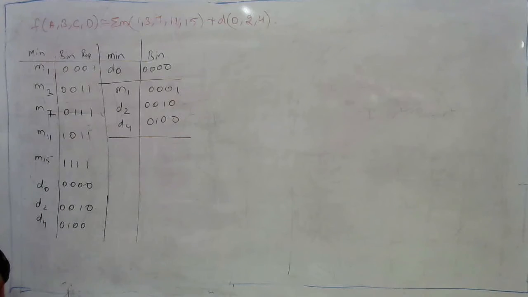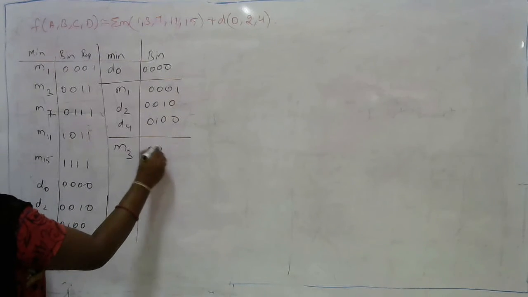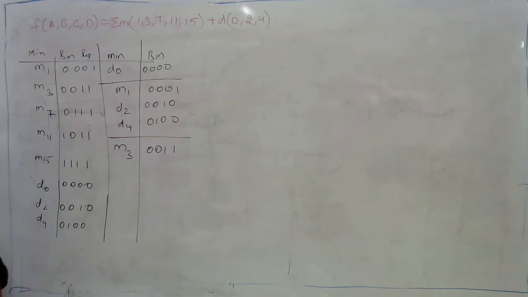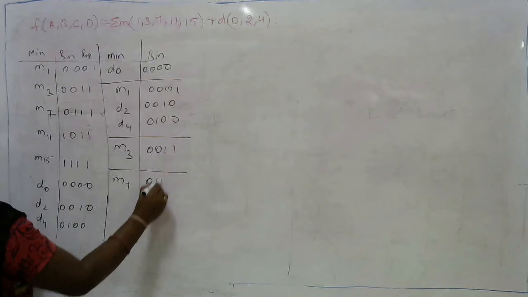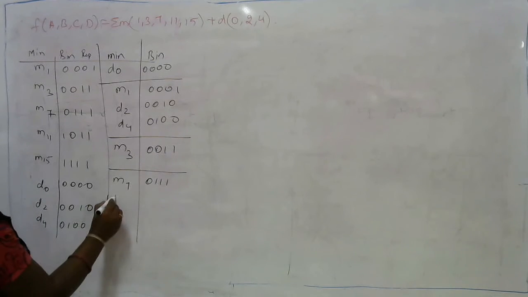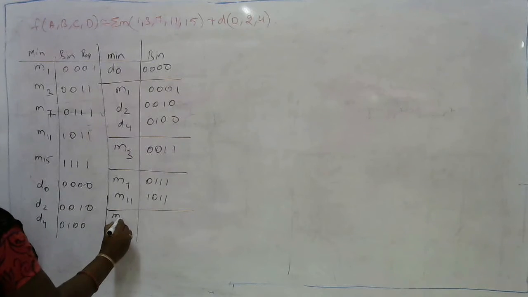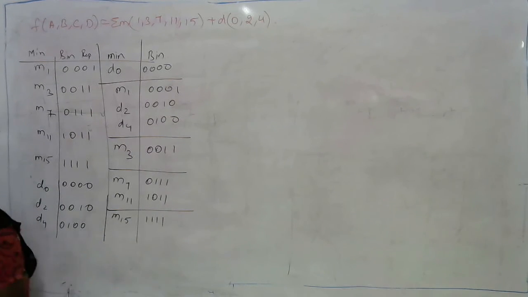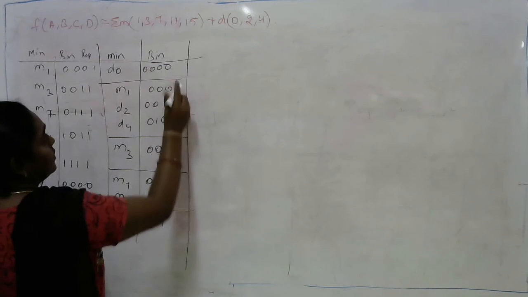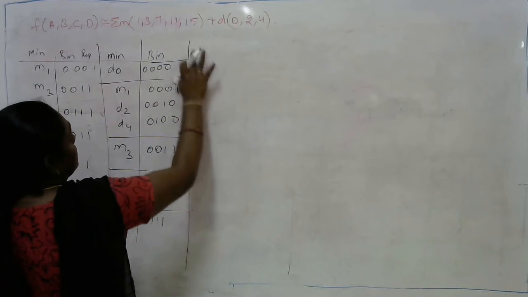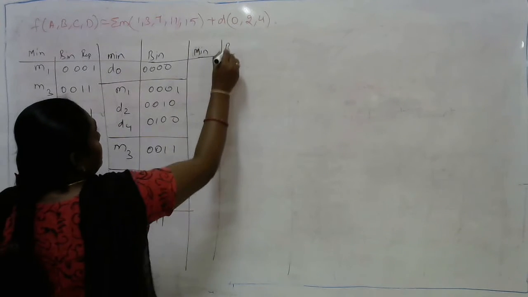Similarly, check for 2 ones. In the case of 2 ones, I am having only M3, that is 0011. Check for 3 ones. 3 ones are M7, 0111, and M11, 1011. Next is 4 ones, which is M15, all ones. And the next step is to compare the first partition with the next partition. This is again the minterm and binary representation.